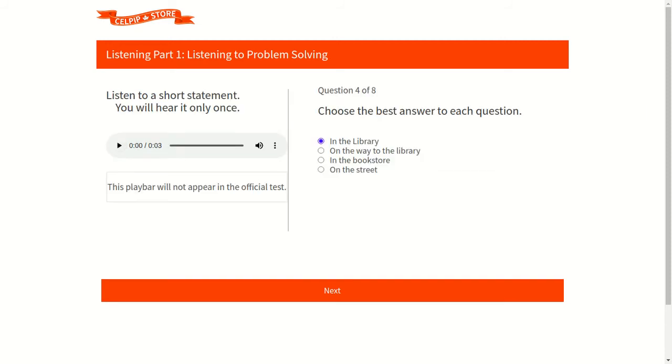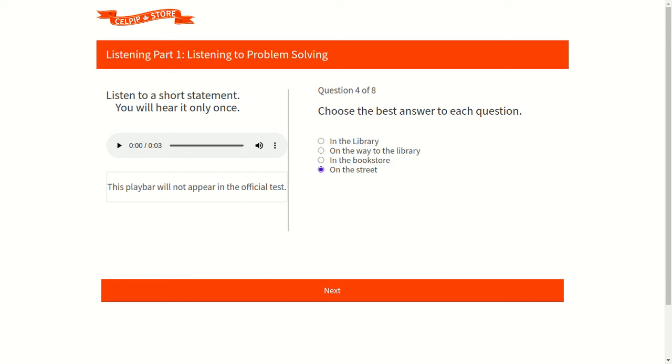Now move to the 4th question. Our 4th question is, Question 4. How did the man meet the woman? Here we have 4 options. Option 1 is, in the library. Option 2 is, on the way to the library. Option 3 is, in the bookstore. And option 4 is, on the street.